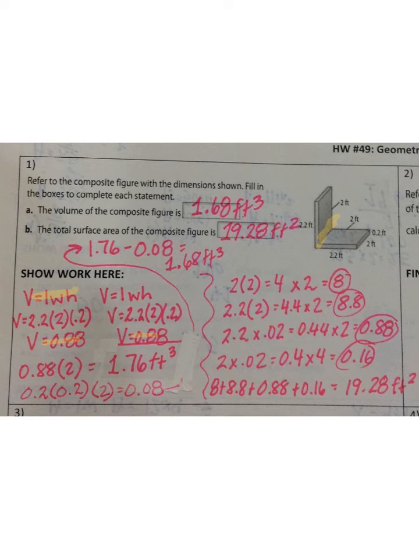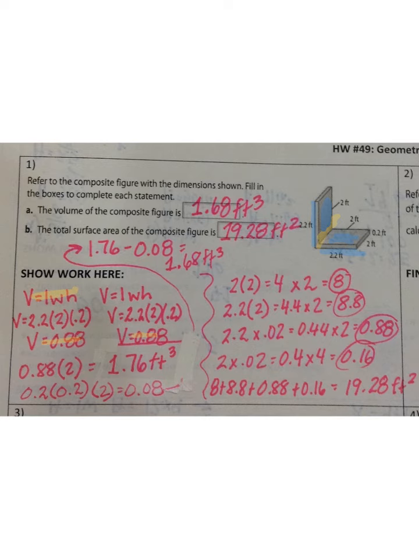So what I started with is the 2 times 2, this part and this part right there. And I got 2 of them, which is 8. The second part I did is the 2.2 times 2, which would be the back side of that taller prism and the bottom of the other one. So there's 2 of those, that's 8.8.